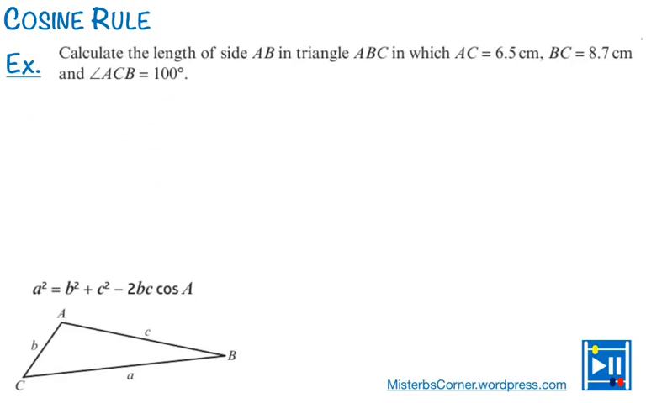Right. Calculate the length of the side AB in triangle ABC in which AC is 6.5, BC is 8.7, and the angle ACB is 100 degrees. Now you have to remember how the triangles, angles and side lengths are named, right? Because there is no visual here, there is no diagram here. You have to draw it on your own to figure out who is who, what is what, and what you're supposed to calculate. So let's do that.